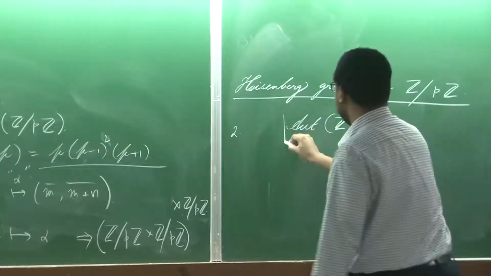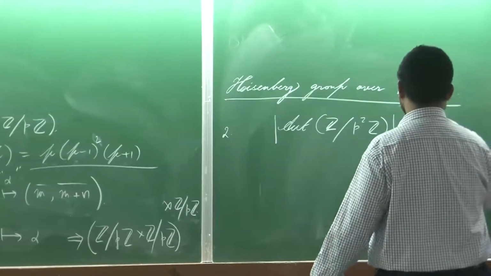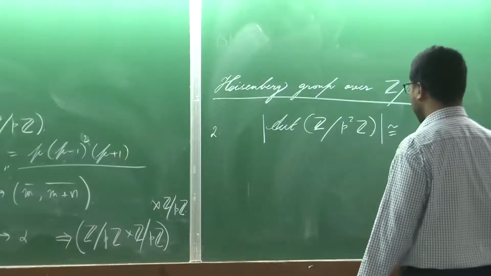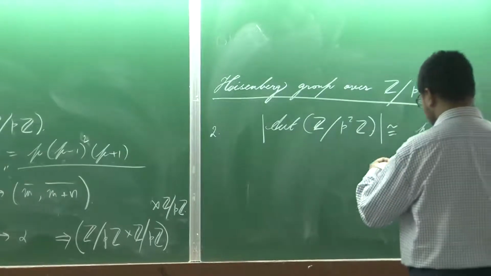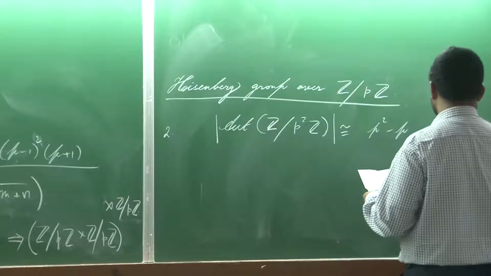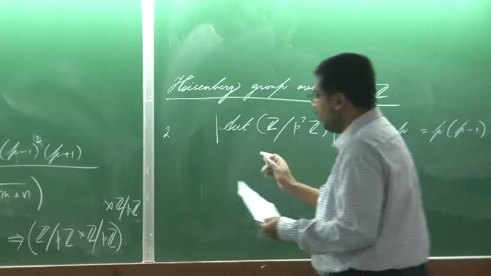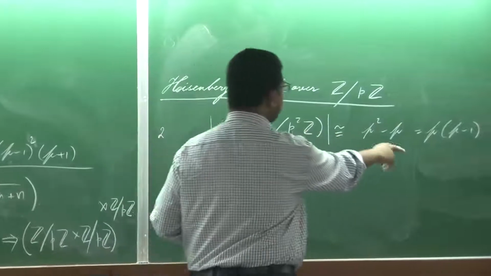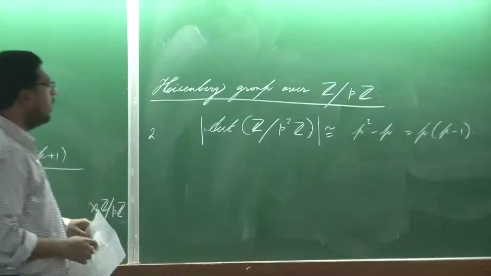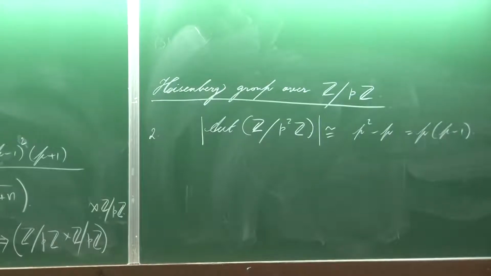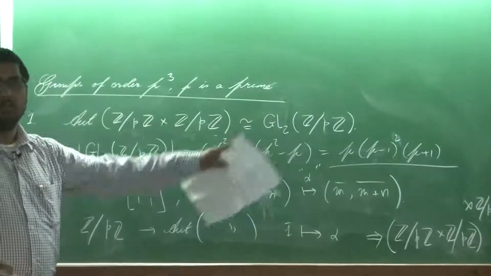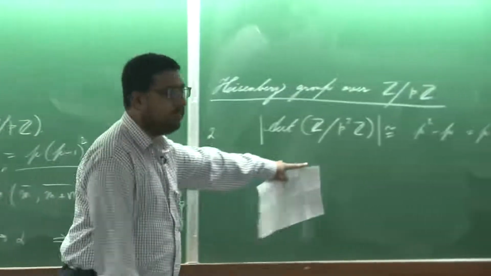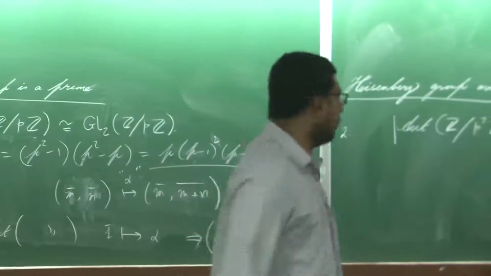The order of the automorphism group of Z modulo P square Z is phi of P square, which is P square minus P, and that is exactly P into P minus 1. Here also you see that P is dividing the order of this automorphism group. So by Cauchy's theorem there exists an automorphism of this group of order P. As earlier, we don't even need that; we will explicitly construct an automorphism of that order.